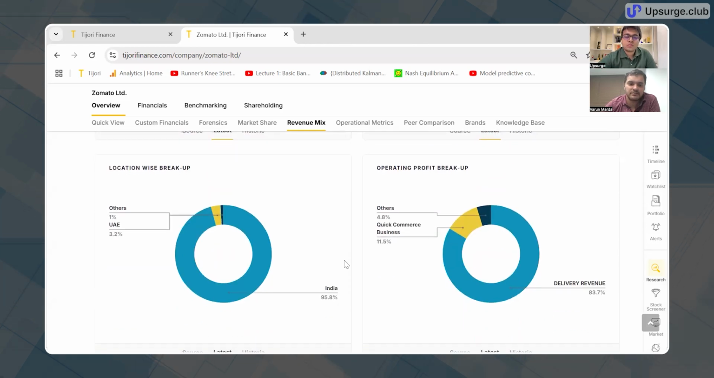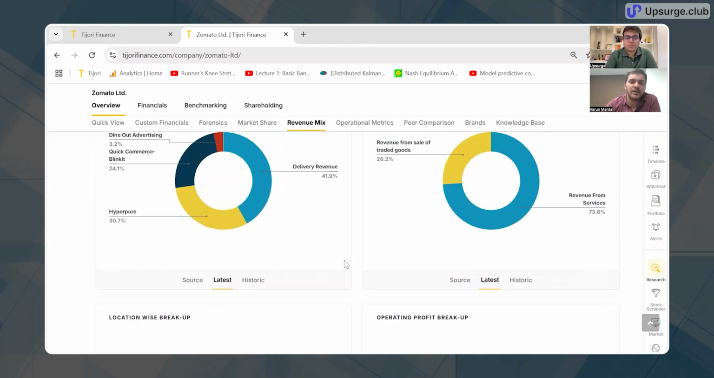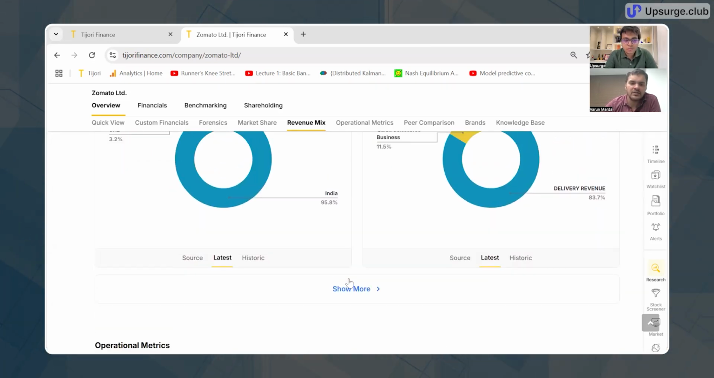I'm sure we'll come to examples later where the information might be in other places other than the company filings. Okay. So is that clear? Yes, Varun, I can proceed to the next feature.